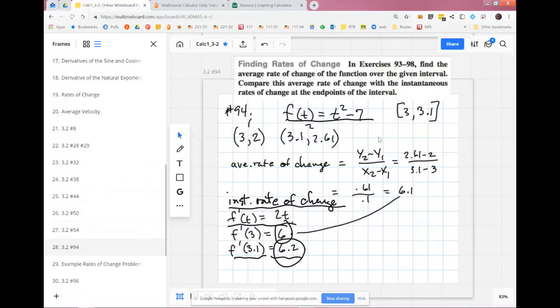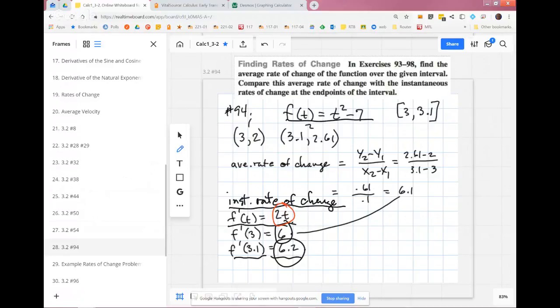So, first of all, what's the derivative of this function? t squared minus 7, it's just 2t, right? Because the derivative of t squared, use the power rule. The derivative of the constant 7 is nothing. So right here is my derivative. Now the question is, what's the derivative at the first endpoint, 3? That's simple. 2 times 3 is 6. And what's the derivative at 3.1? 2 times 3.1 is 6.2.